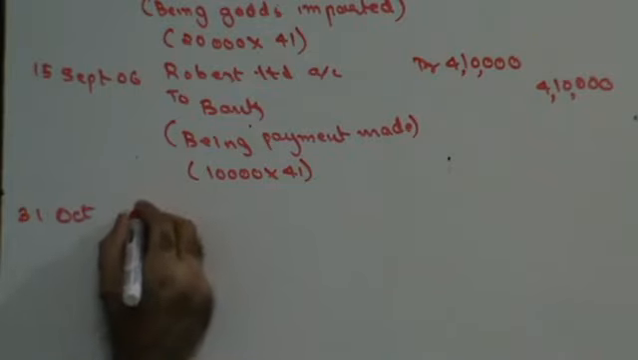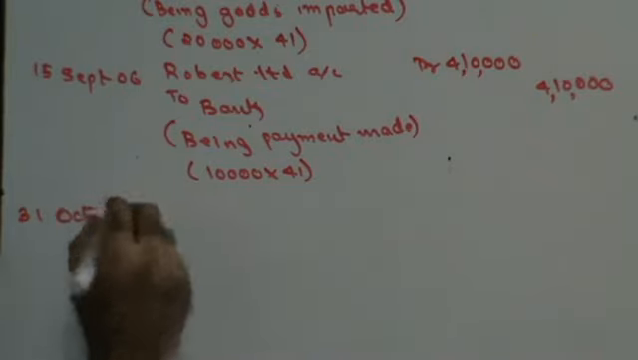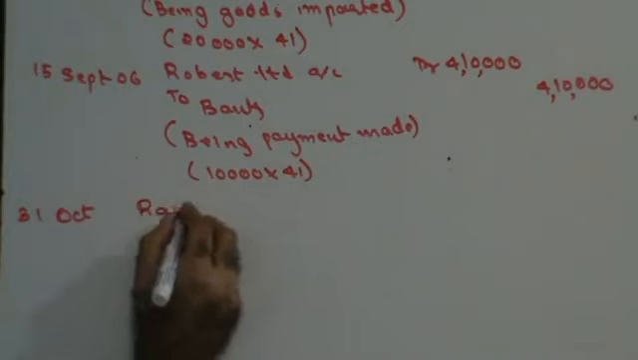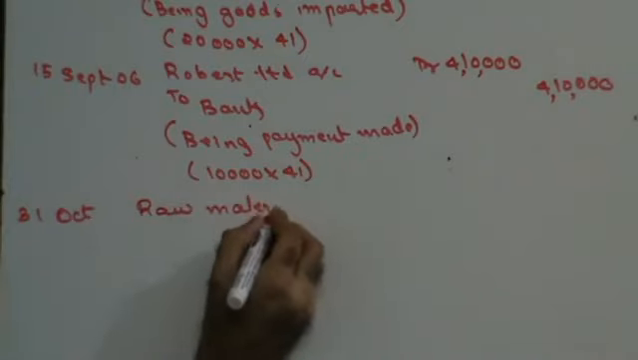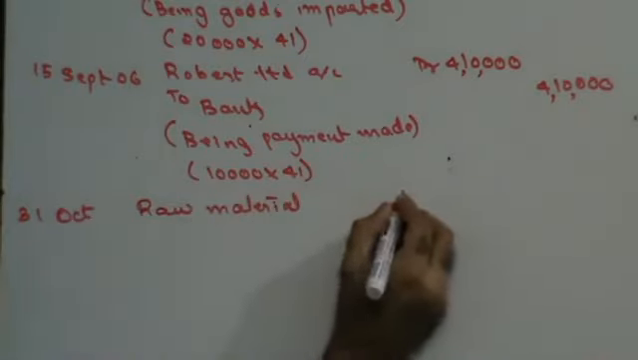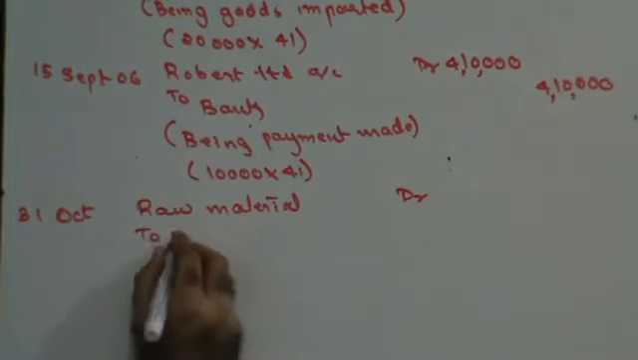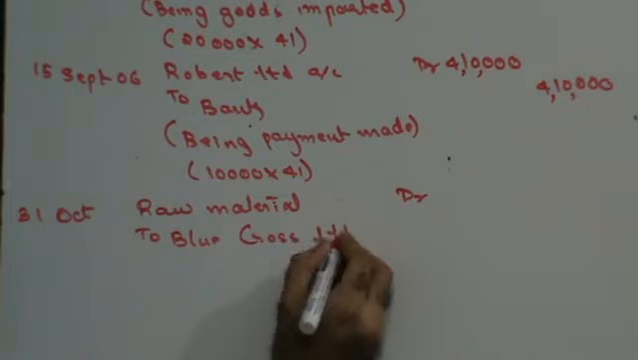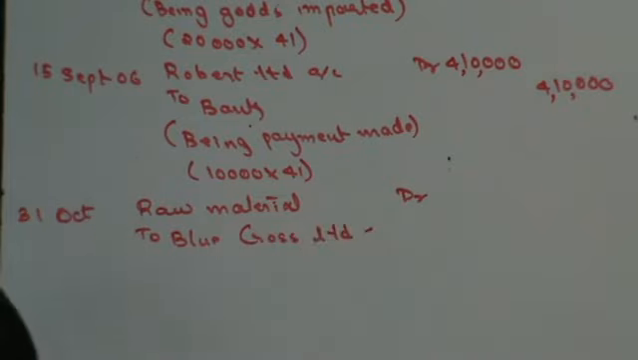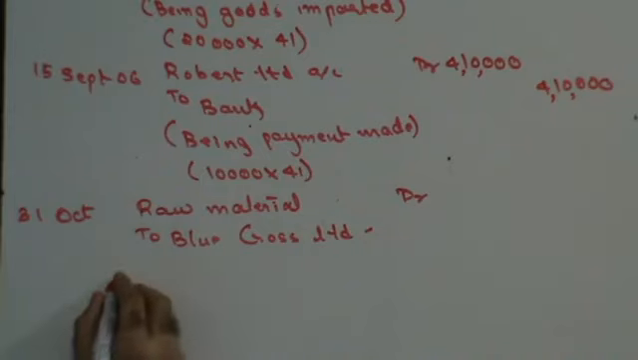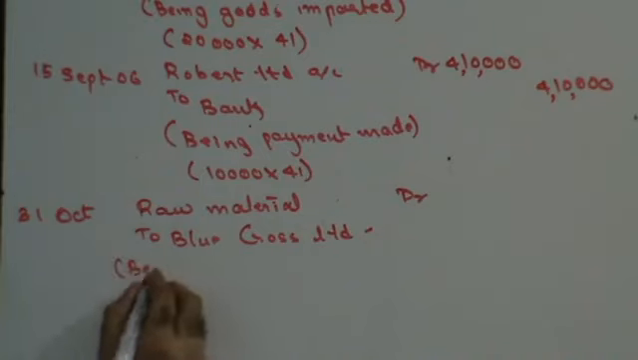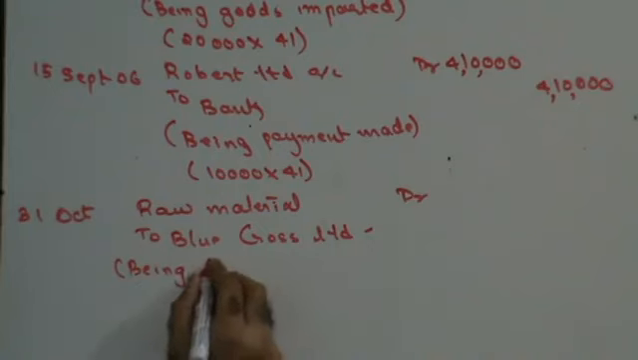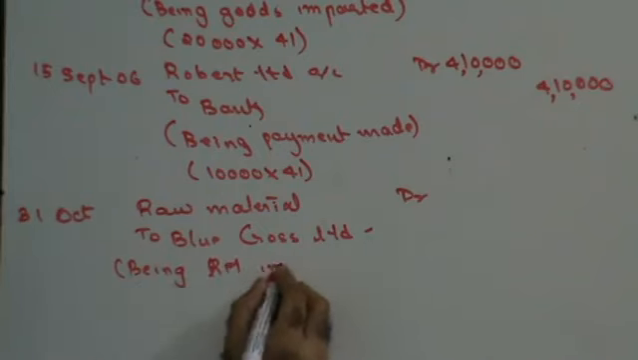Imported. Debit what comes in. What have you imported? You have imported raw material. So raw material account debit to Blue Cross Limited. You have imported raw material of $10,000, being raw material imported.